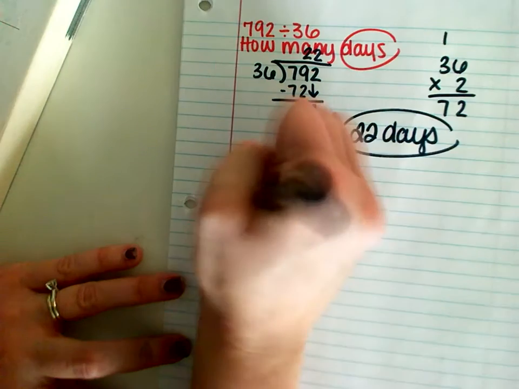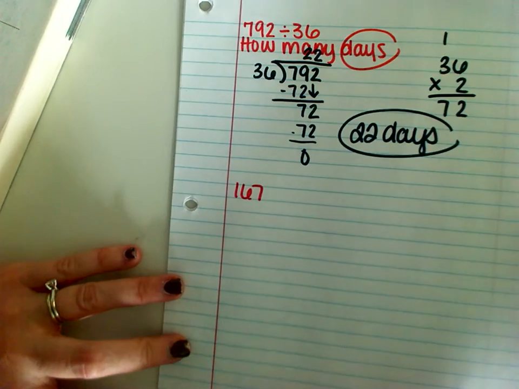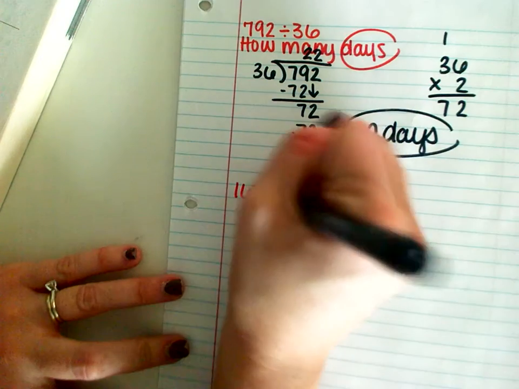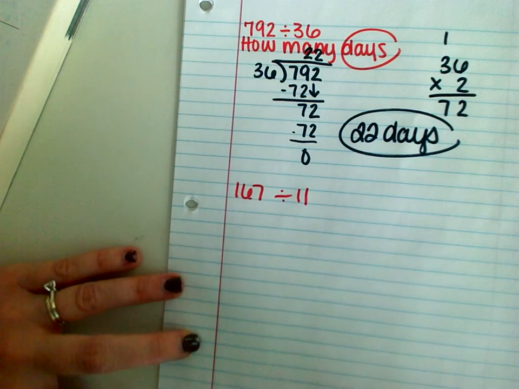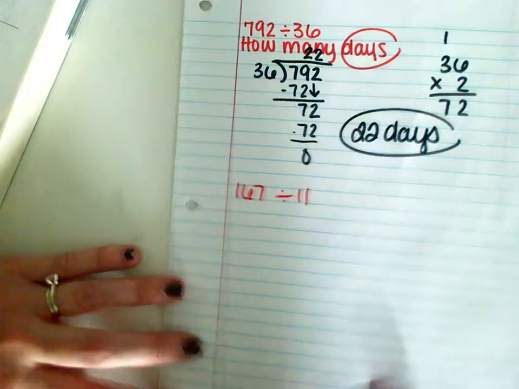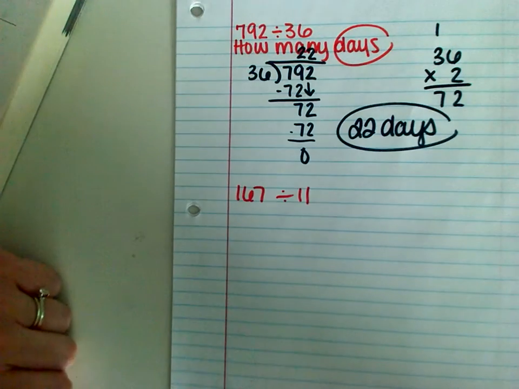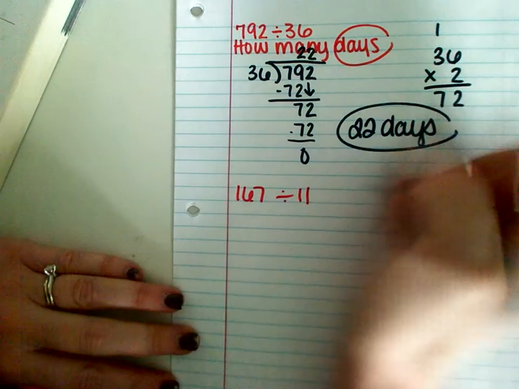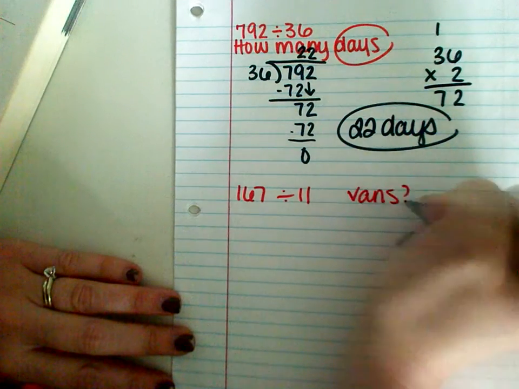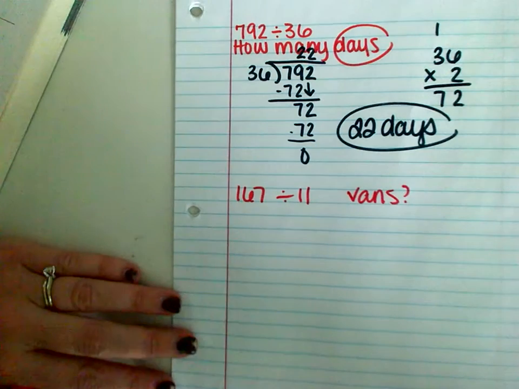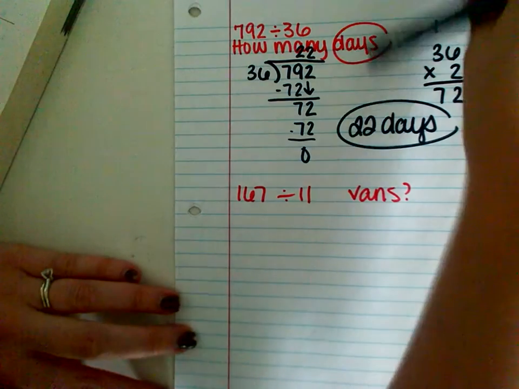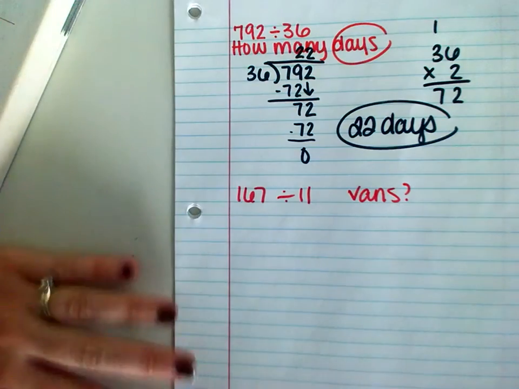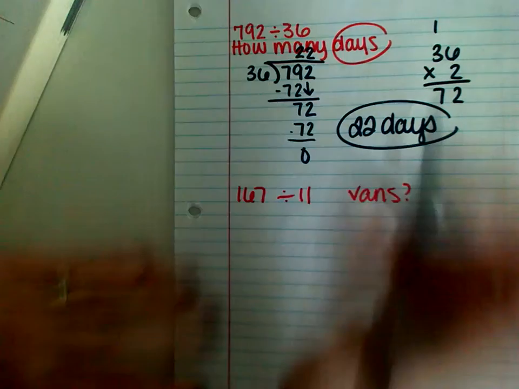167 students go on a field trip to the zoo. Each van can seat 11 students. Using the fewest number of vehicles possible, how many vans are needed? This is like one of those problems where we have to interpret the remainder. So we need to know how many vans we need. And we can't leave children stranded at the school. We have to take them with us on the field trip, even if we don't fill a whole van. So let's work this out.